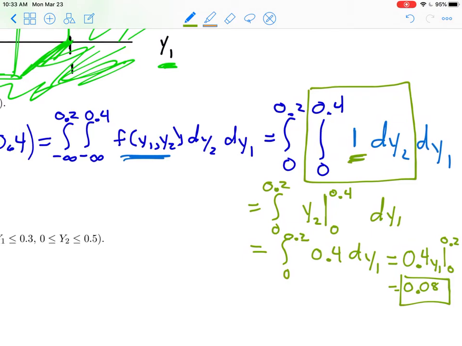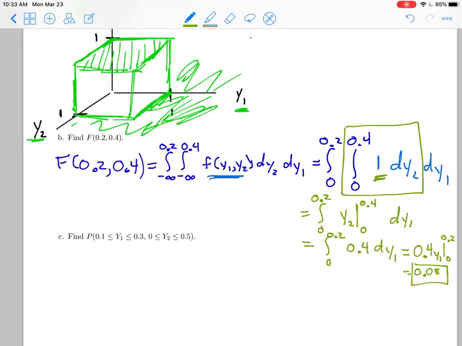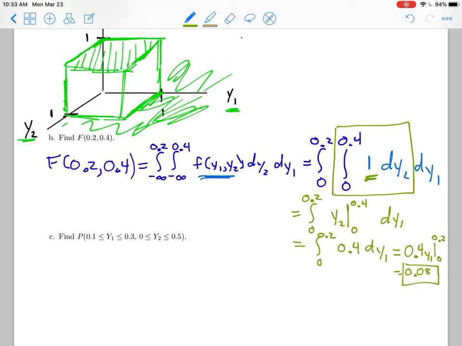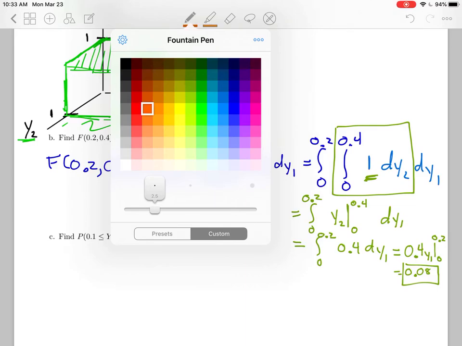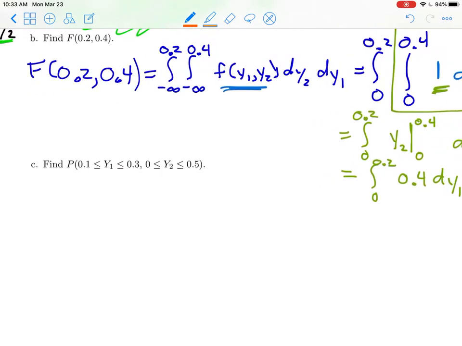And what that's really looking at is the volume under the surface when we restrict our values of y1 to between 0 and 0.2, and our values of y2 to between 0 and 0.4. And we can look at other examples, and it should work more or less the same way. So here we want to find the probability that y1 lives in this range and y2 lives in this range. And to find those probabilities, that's really just a fancy way to ask us to find some more double integrals.